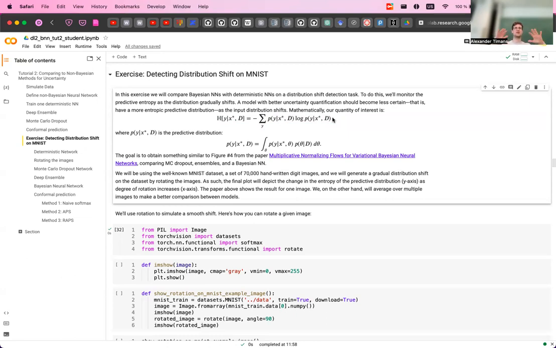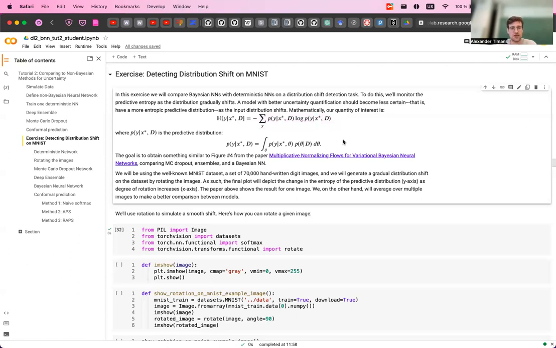In MNIST, you have 10 different digits, so you have 10 softmax probabilities that your model outputs. If your model is very uncertain, you would expect the softmax scores to be very widely dispersed among the 10 classes, which would result in a high entropy. On the other hand, if your model is super certain, it'll give 99% softmax probability to one class, and in that case your entropy will be very, very small. You can check this just based on the formula.